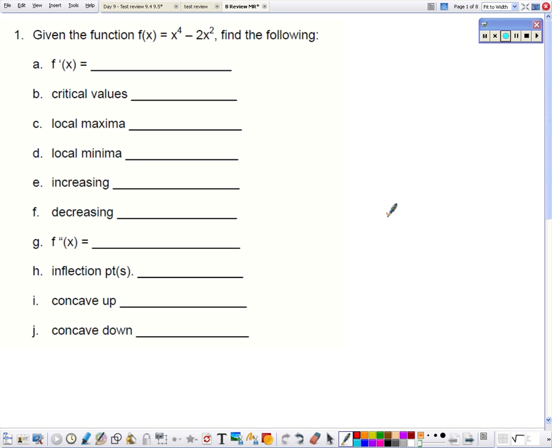I'm going to start by finding the first derivative. To find the critical values, we have to take our first derivative and set it equal to 0. And then I'm going to factor out a 4x, and I'm left with x squared minus 1. X squared minus 1 can factor again. It's the difference of two squares.